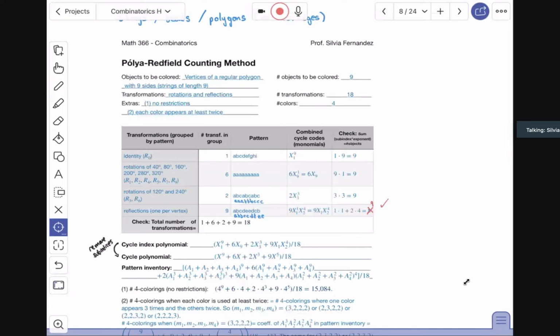Okay, and so Professor, could you explain the pattern inventory? What does it tell? Yes, that's the one thing that we're missing. But let me see if there are any questions up to here before I go into the third polynomial, which is called the pattern inventory.